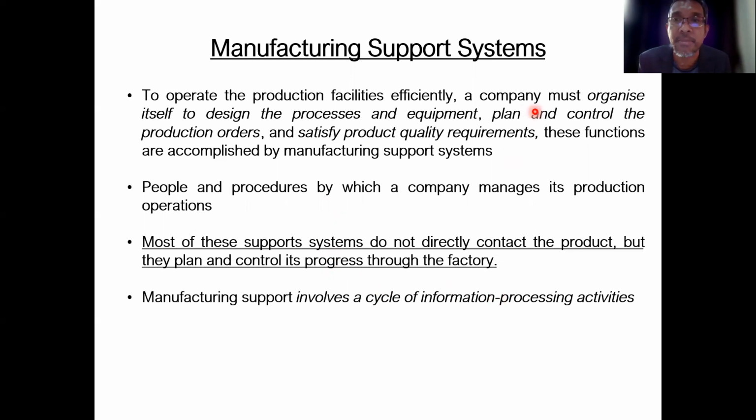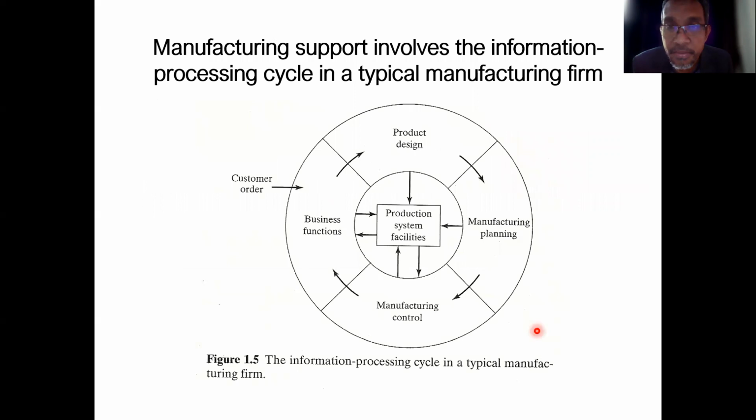They make the procedure, the layout, the SOP and MOP for the machines inside the factory. So the people inside the factory will be involved directly with the product and follow the procedures made by the manufacturing support system. Manufacturing support is involved in the cycle of information. So they pass information through the procedures. Manufacturing support is involved in the information processing cycle.